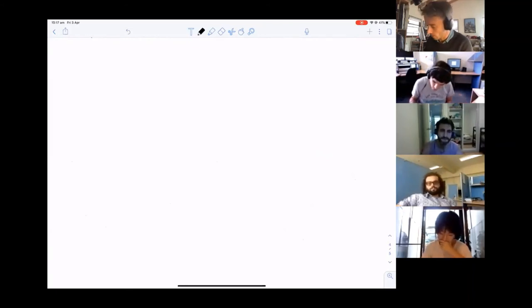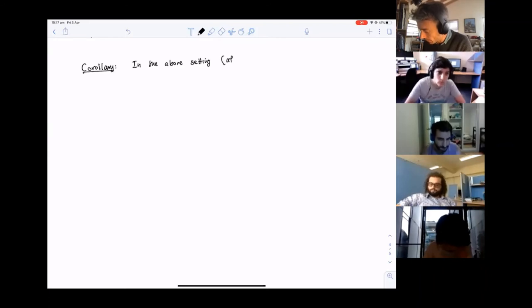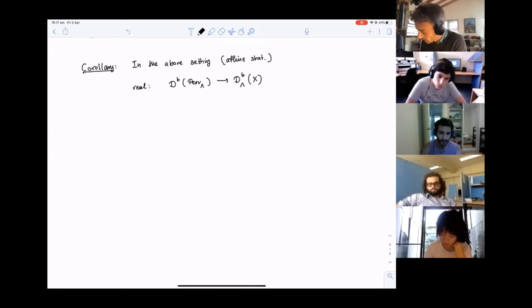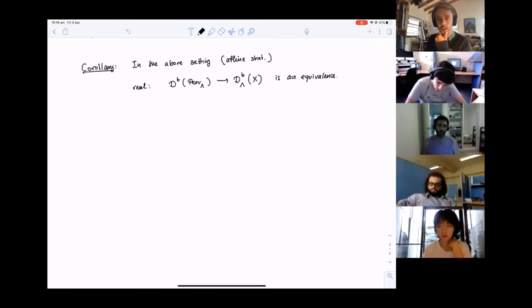So the corollary, in the above setting, so an affine stratification, the realization functor is an equivalence. Let me just say one more thing based on the previous slide, which is that it's extremely unusual for a category of perverse sheaves to have enough projectives in general. So it's rather surprising that in this affine stratified case, you have enough projectives.